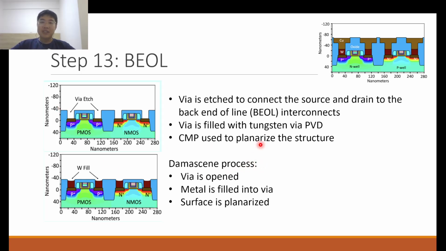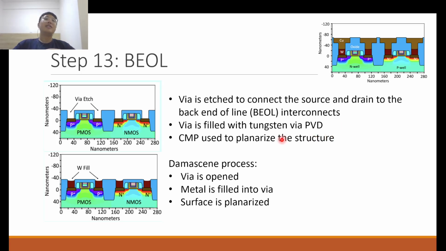So what we do in this case is we first etch a via. A via is basically somewhat of a trench, and we fill it up with tungsten, which is conducted using sputtering, PVD once again, and CMP once again is useful to planarize the structure.